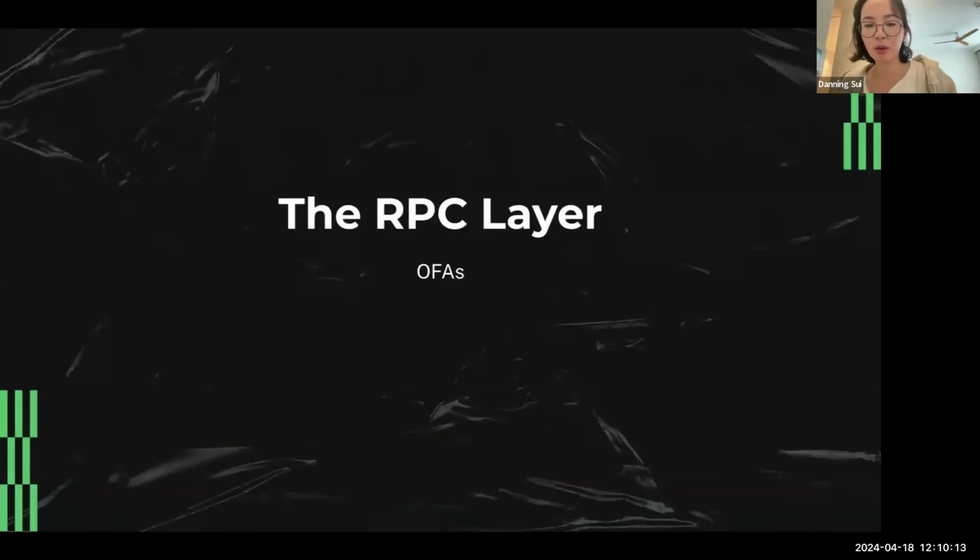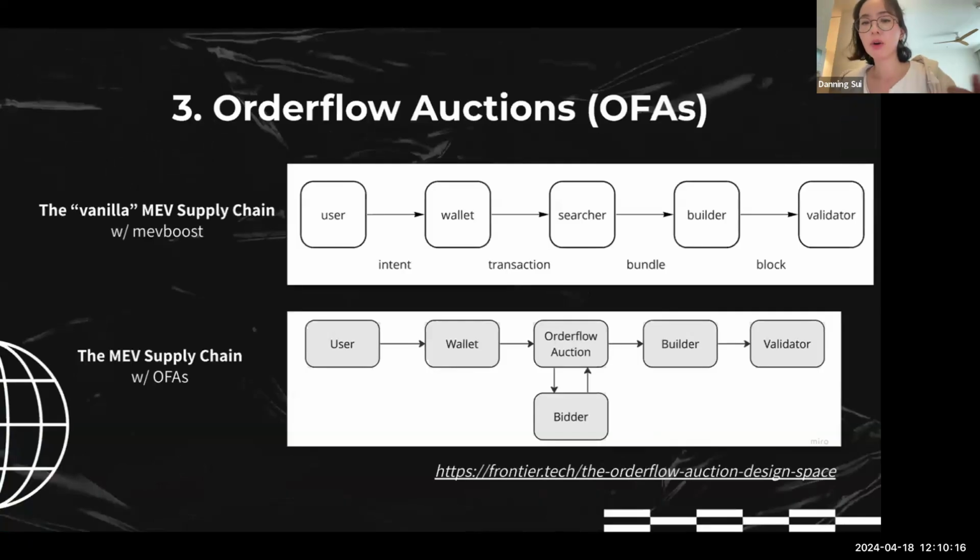The next order flow auction I want to mention is in the RPC layer. We call them OFA overall. One way to explain this would be these diagrams from Frontier. If you don't consider OFA, the MEV supply chain looks like this: user, wallet, searcher, builder, validator. But if you introduce OFA in this flow, the wallet sends to an RPC, and they allow a bunch of bidders or searchers to look at the transaction, arrange their MEV transaction, and send it back as a bundle to the builder. So that's how OFA is implemented.